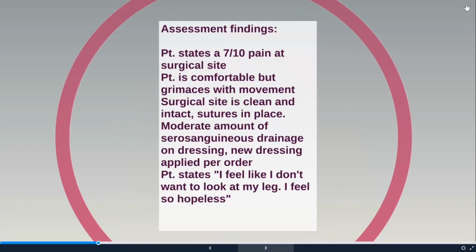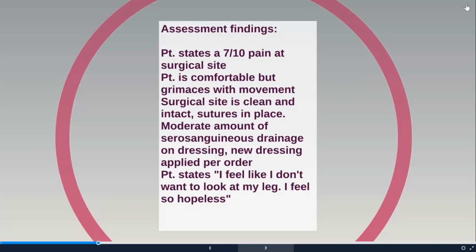Okay, let's look at our assessment findings. The patient states a 7 out of 10 pain at the surgical site. Patient is comfortable but grimaces with movement. Surgical site is clean and intact, sutures are in place. Moderate amount of serous-sanguineous drainage on dressing, new dressing applied per the order. Patient states, I feel like I don't want to look at my leg, I feel so hopeless.